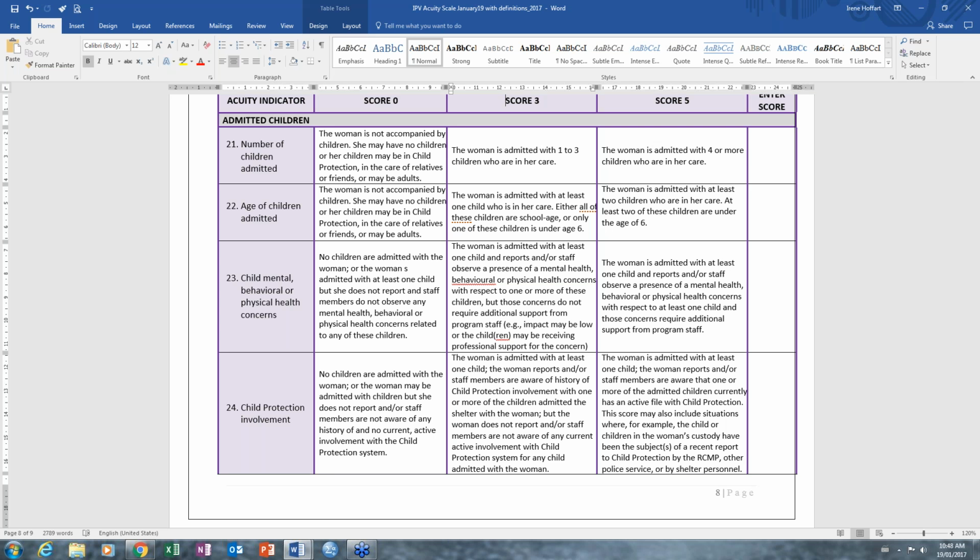Okay, child protection involvement. Again, if there's no children, that's a score of 0.